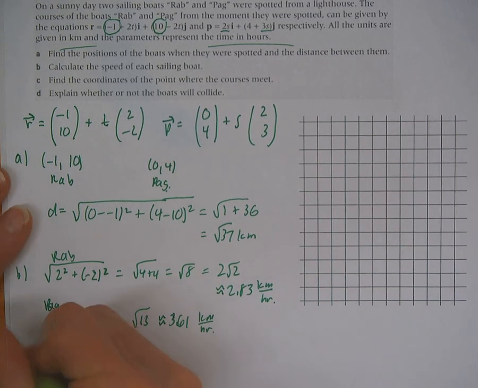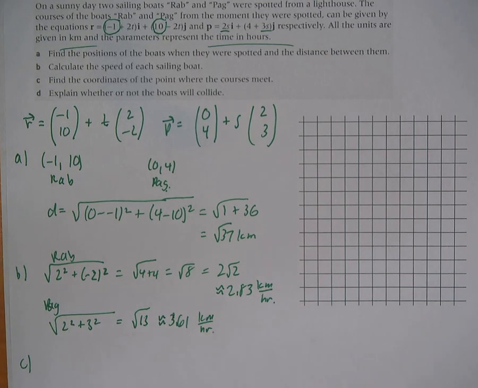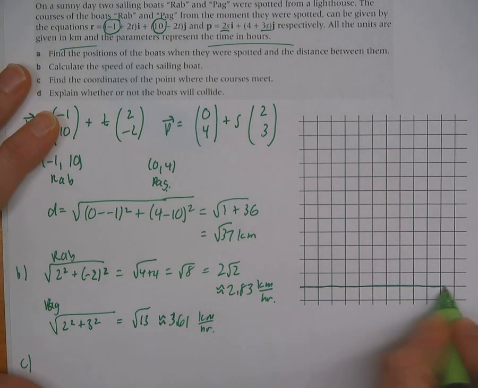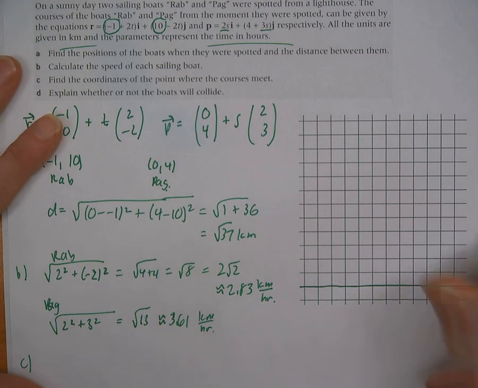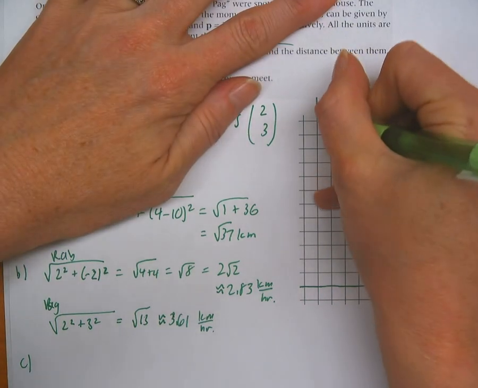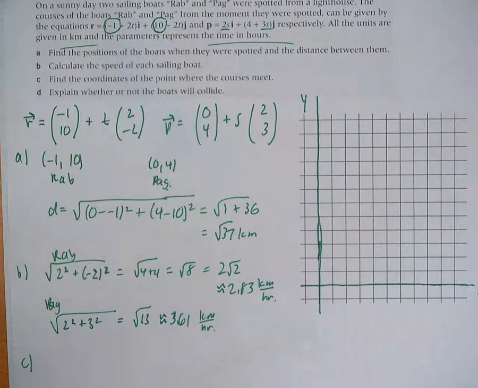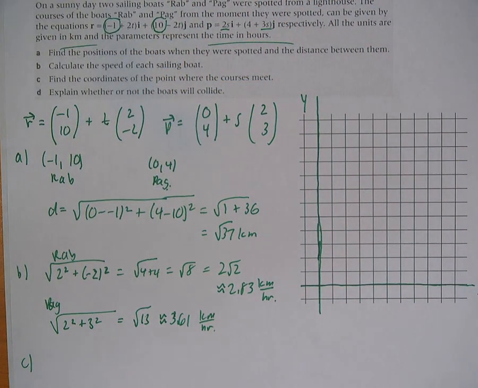Part C. Find the coordinates of the point where the courses meet. So at this point, I'm going to pause actually, and I'm going to do a little diagram just so we can kind of see what's going on a little bit more. I'm going to make an X and Y axis here, just so we can visualize this a bit. It doesn't ask us to do this, but we certainly can.